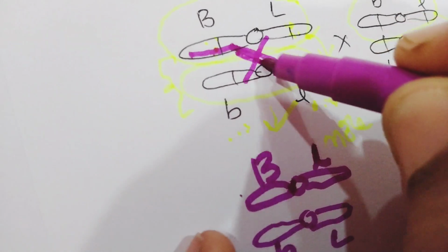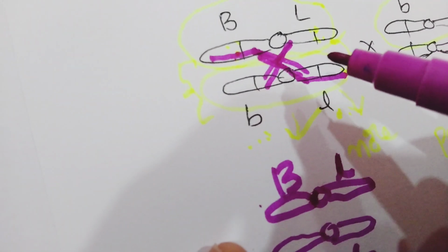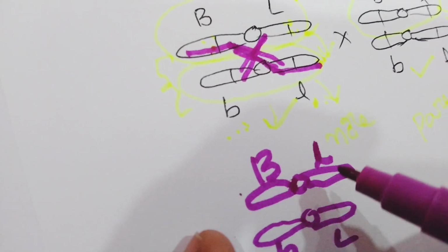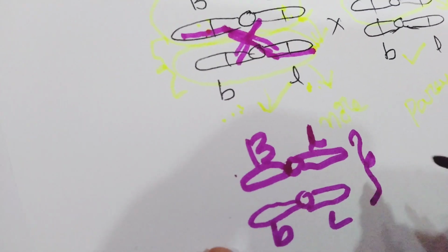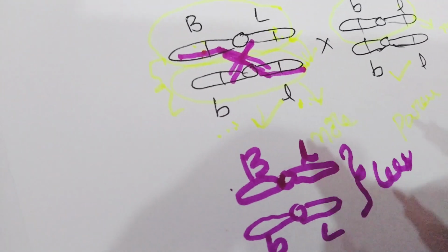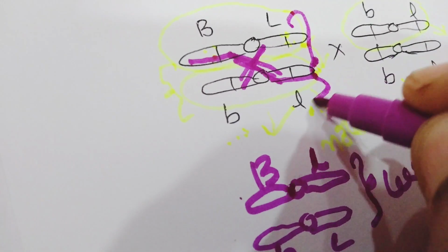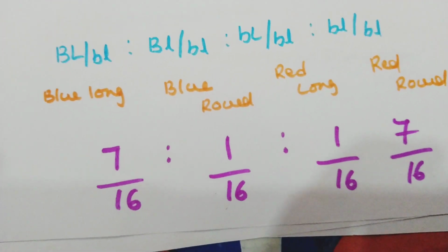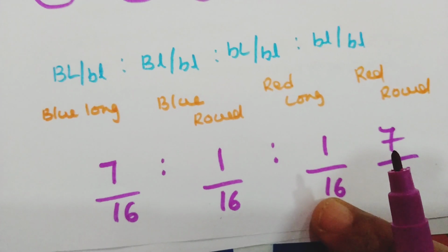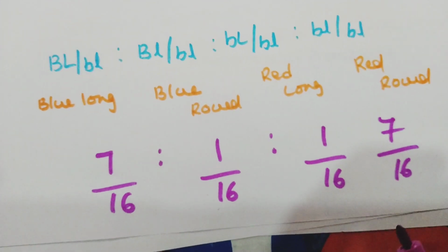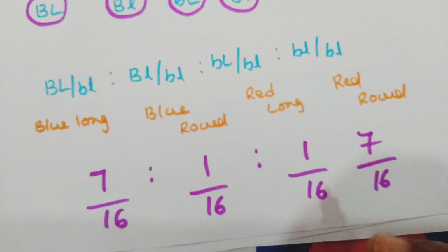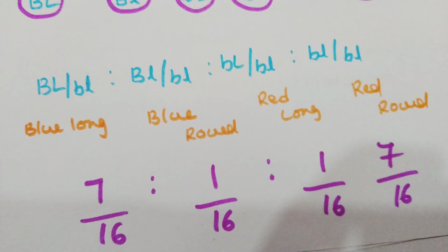Crossing over is another phenomenon, which I will explain in another class. So these are the recombinants, but we get them in less number, while we get more parental combinations. That's why we got blue long and red round parents in more number, and the recombinants in less. So instead of a 1:1:1:1 ratio, we get a 7:1:1:7 ratio. This is the coupling.